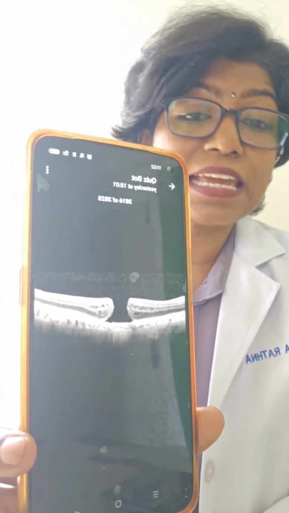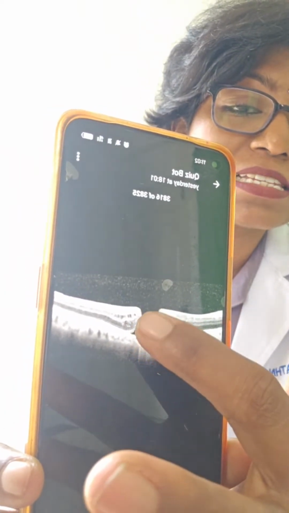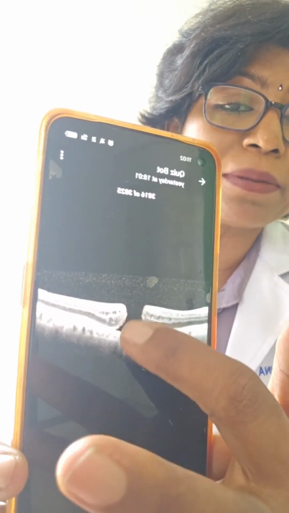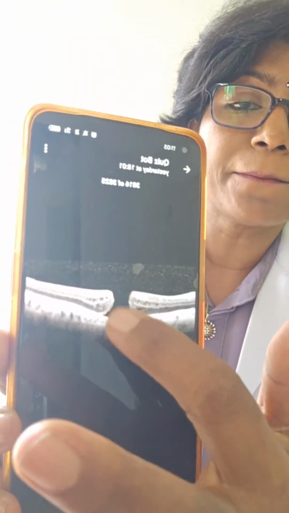So what do we see in this image? You can see a full thickness defect in the retina. Can you see a big gap in the retina? Yes, so that is a full thickness macular hole. So this is a macular hole, OCT showing macular hole. Now, could you have guessed the diagnosis based on the options?